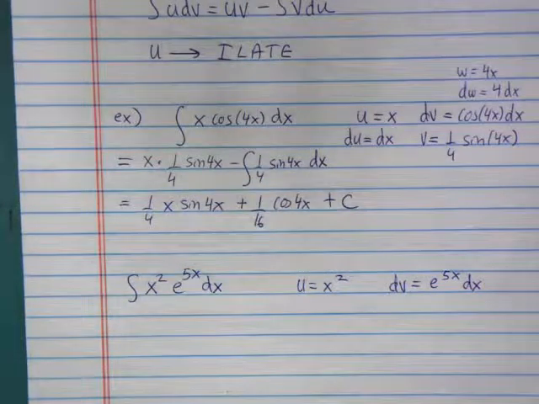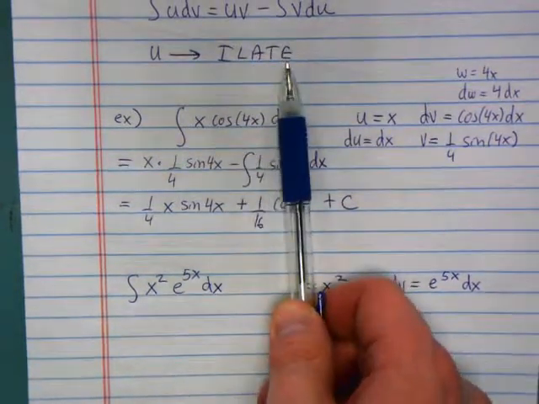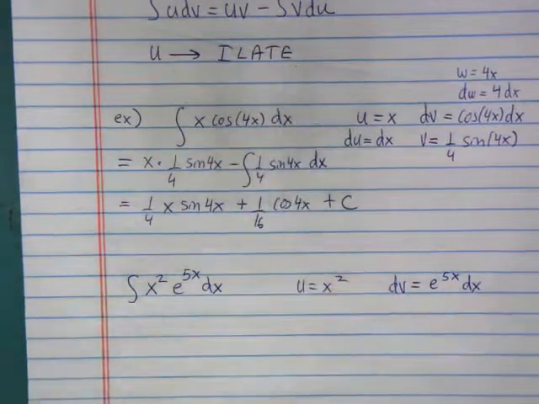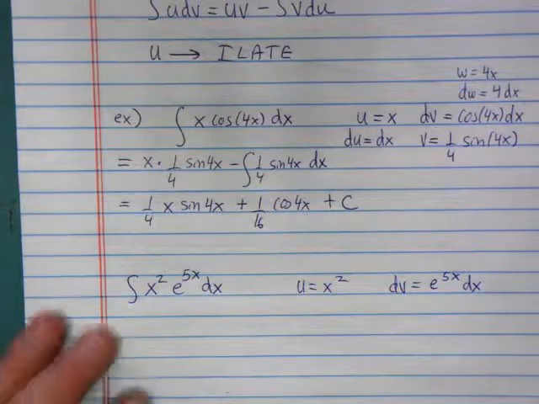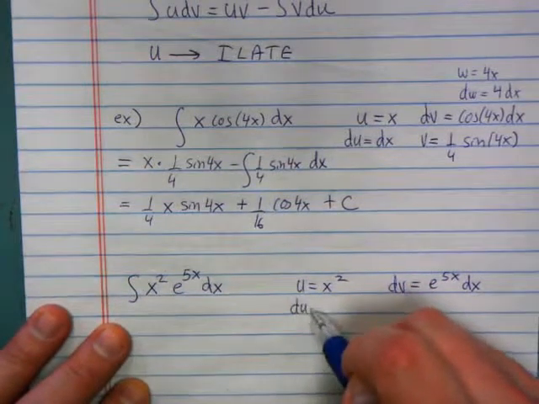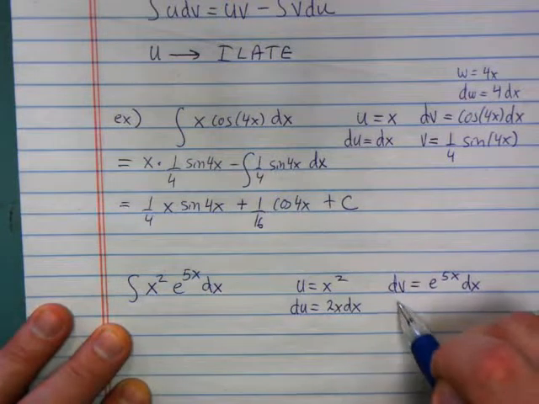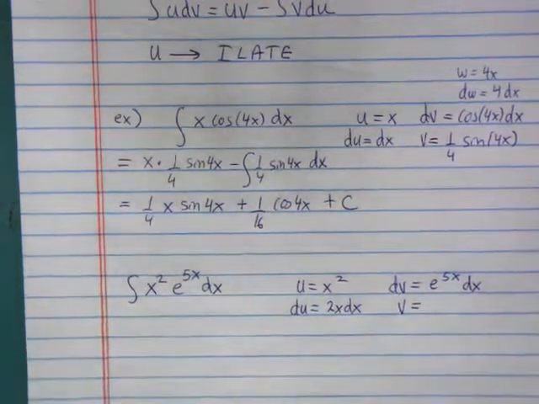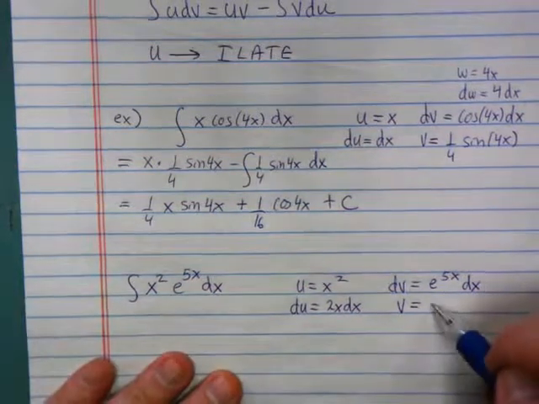And why did you pick u to be x squared? Why didn't you pick u to be e to the 5x? Because your word told you to. Because A comes before E in ILATE. A is algebraic, E is exponential. And it works out that A comes before E in the alphabet, but no other time. All right, so du is 2x dx, and v would be, what's the antiderivative of e to the 5x? 1/5 e to the 5x, very good.